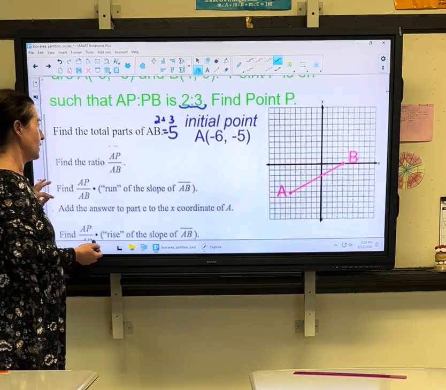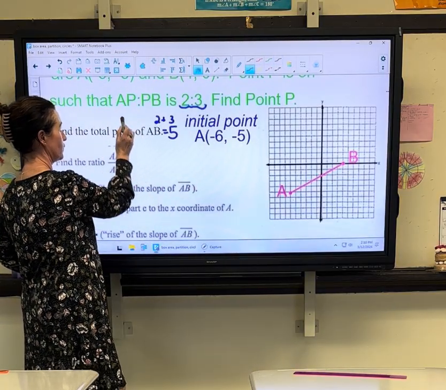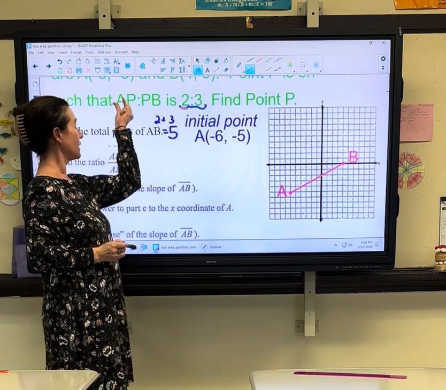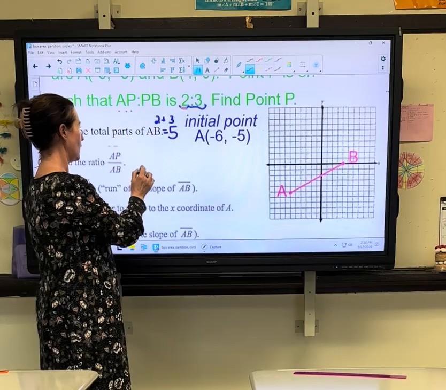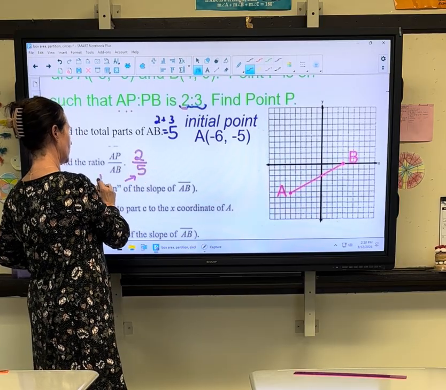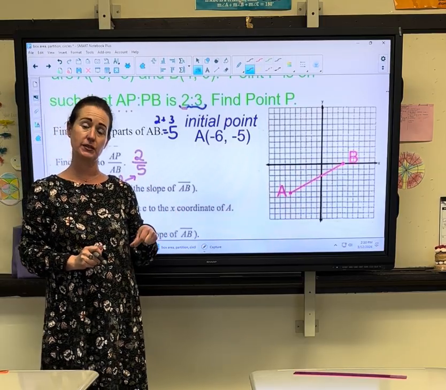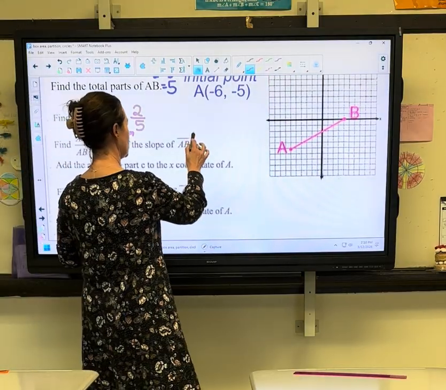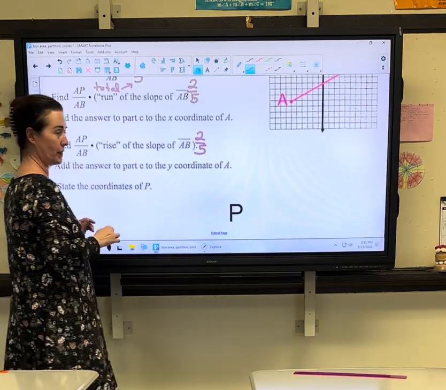Your first step is to find the ratio of AP, so from A to P. My initial value of A to P is that 2 in my ratio. So always that first number, assuming that it's AP, A being my starting value, it's AP to PB. So that 2 comes over your 5. That 5 is your total. You're going to use the 2/5 to find both your x and your y. I like to set it up so I'm not making a silly mistake: I'm using the 2/5 to find my x and the 2/5 to find my y.